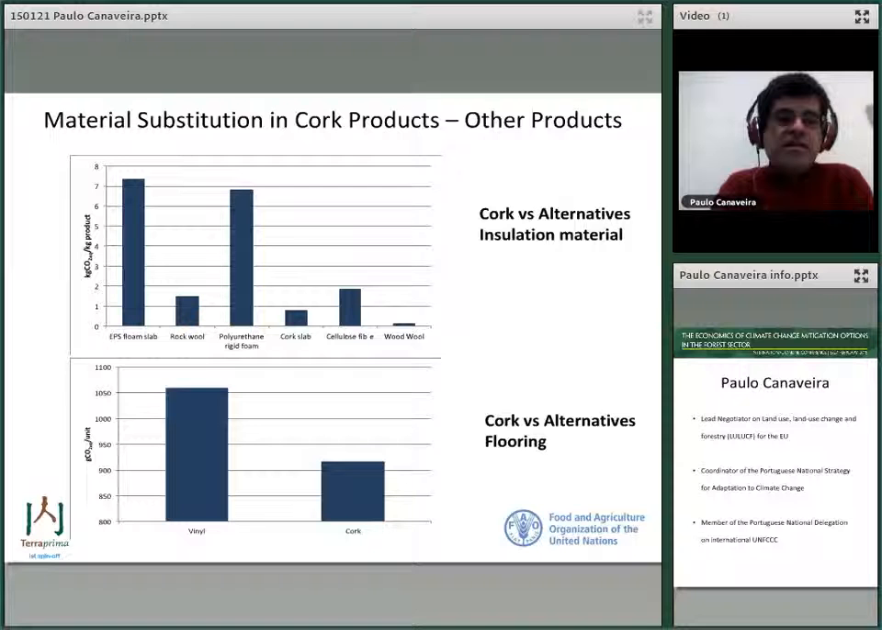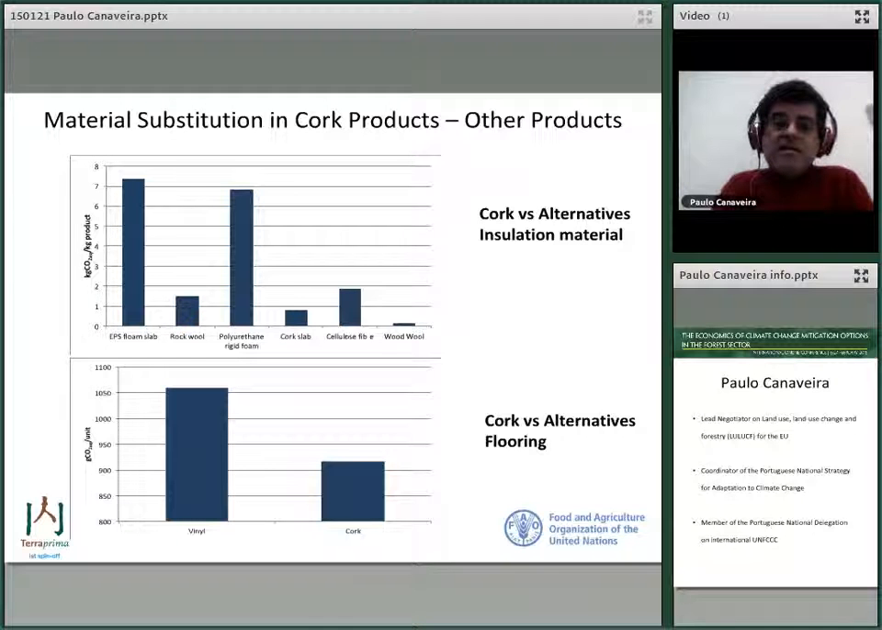insulation materials that are in use, between the EPS foam slab and the polyurethane, compared with cork-based, cellulose or wood products. And in the last years cork is also used as an alternative for flooring and so basically as a construction material, which is a very common material used in floorings, and it is also performing much better in terms of emissions.